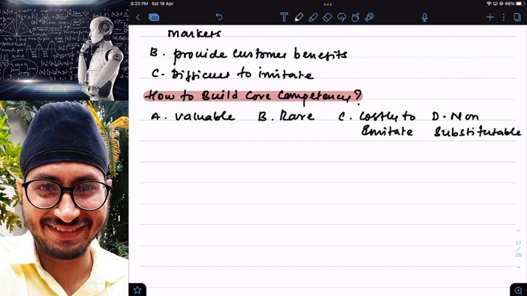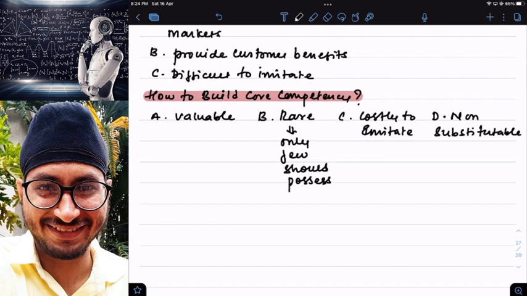Here, these are the four features of a core competency. It should be valuable, plus it should be rare. Rare means only a few should possess it. The uniqueness I have should not be with everyone, otherwise it is not uniqueness, right? If everyone has the same uniqueness, it becomes a general concept. That is why my core competency should be rare.